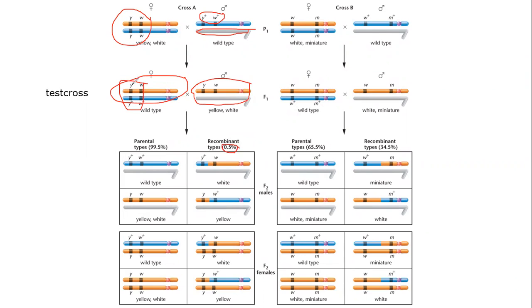There's not a lot of opportunity for crossing over to happen right between here. Whereas if we look at cross B, look at all the opportunity. I could make a million X's along here if I wanted to. Not really, because I'm using my mouse, not a pen. But anyway, I could do a whole bunch of X's. There's lots and lots of opportunity for crossing over to happen between W and M because there's just a lot of real estate there. There's a lot of chromosome in between them.